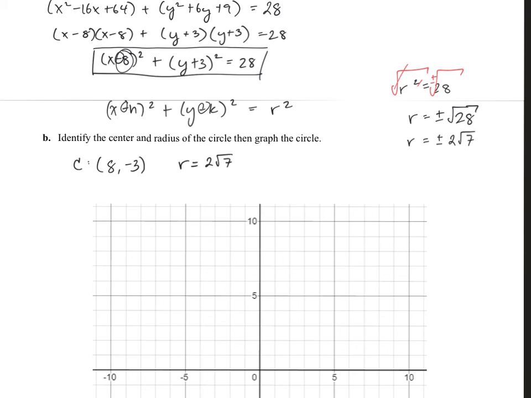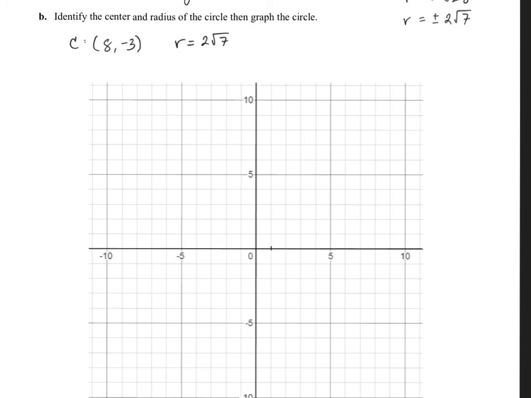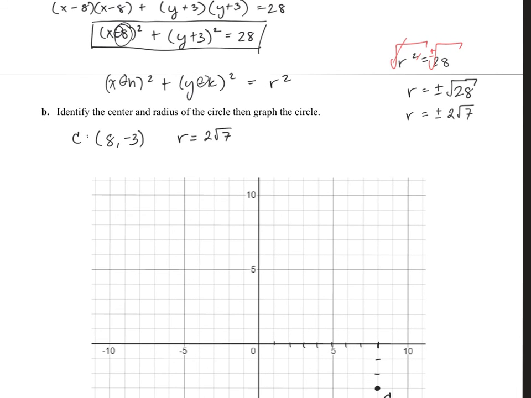Okay, graphing this. Let's graph the center first, which is 8, negative 3. So 1, 2, 3, 4, 5, 6, 7, 8, negative 3. 1, 2, 3. That's the center. Now the radius. Oh, there's a square root in the radius. How am I going to graph that? Well, for graphing, we're not going to be exact here because it's just a sketch of our graph, so we can approximate what 2 square root of 7 would be.